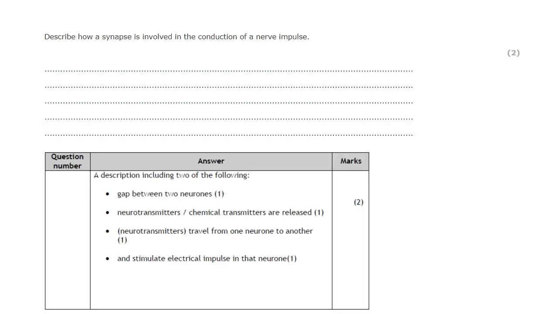So here is the mark scheme for that question. It's a 2-mark question, and there were 4 possible things. Any 2 of those 4 would actually get you a mark up to a maximum of 2. So you need to talk about the gap between 2 neurons. You need to talk about neurotransmitter, the chemical being released. And you need to talk about the chemical neurotransmitters traveling from one neuron to another. And you might also have mentioned that they stimulate an electrical impulse in that second neuron. So any 2 of those for up to 2 marks.